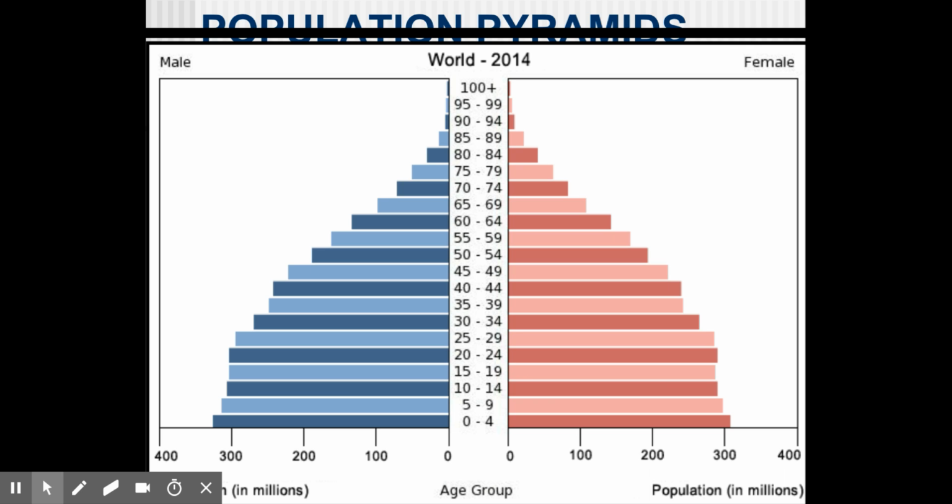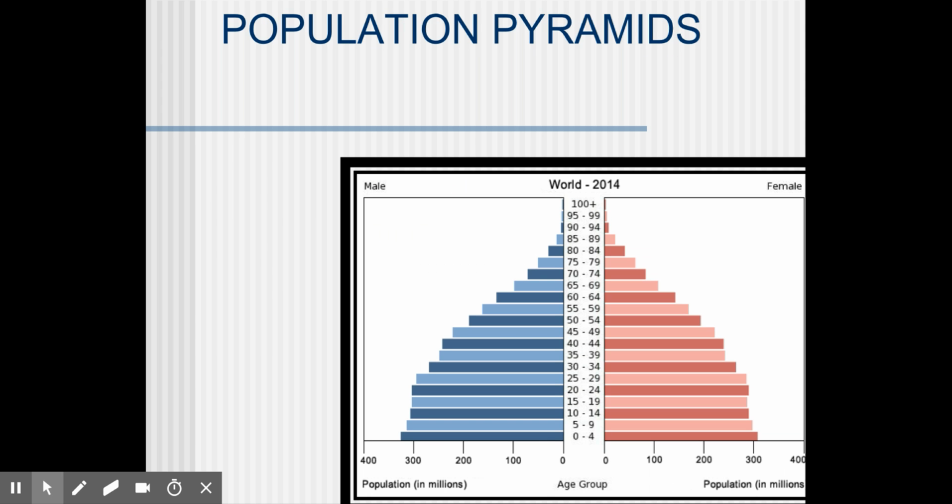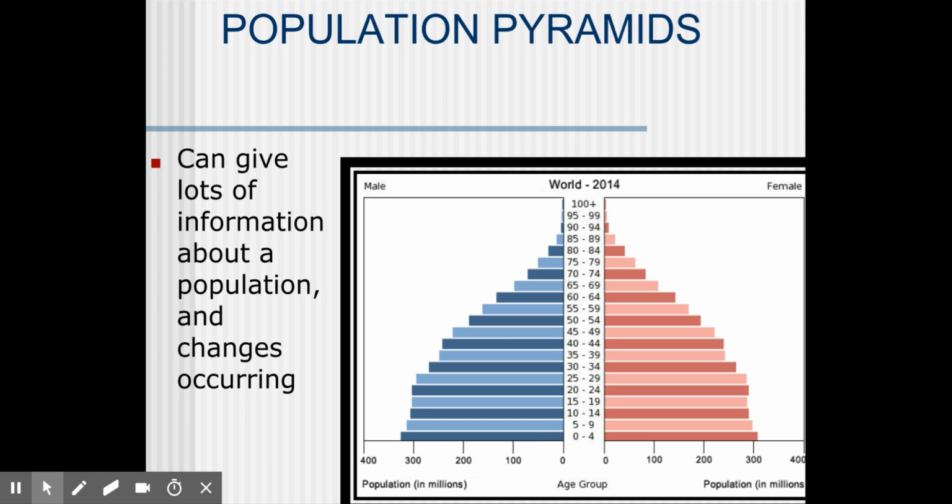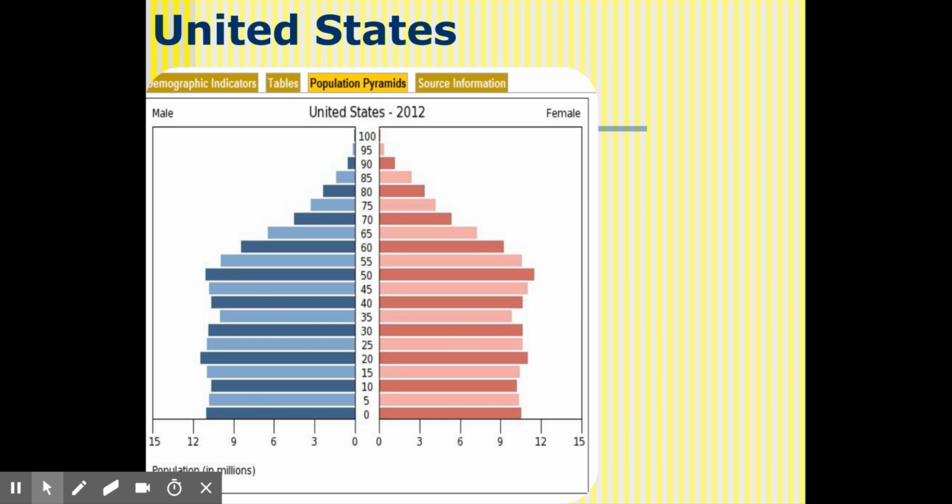So basically, we're going to do some online lecture notes on population pyramids. You saw this at the end of the video on India and Japan. And what population pyramids allow us to do is measure population on a deeper level than just total number. They can give us lots of information, including changes, which is something you don't get if you're just looking at a map. So we'll get right into it.